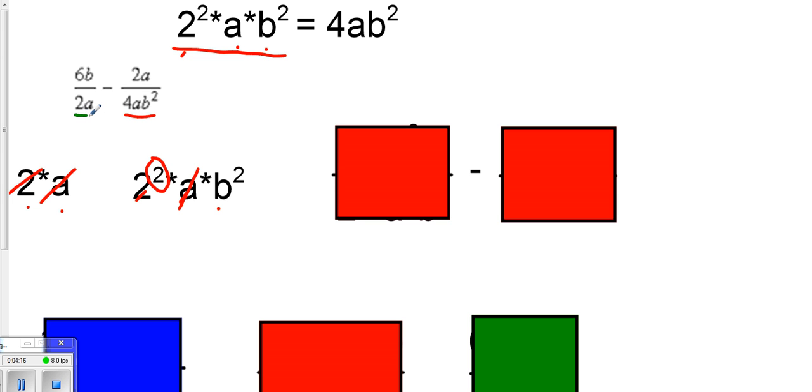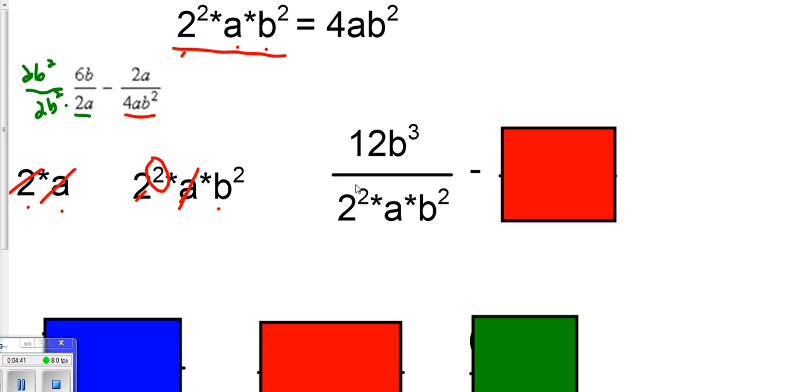This one, this 2a, is missing some things. It has a 2, and it has an a right here, 2 and a. So it's missing one more 2, so we need to multiply a 2 in there. It's also missing a b squared, so we need to multiply a b squared in there. This means on top and bottom we're multiplying by 2b squared. When we do that, it looks something like this. 2 times 6 makes 12, b squared times b makes b to the third. And I'm going to leave our denominator as the factored form, 2 squared times a times b squared.